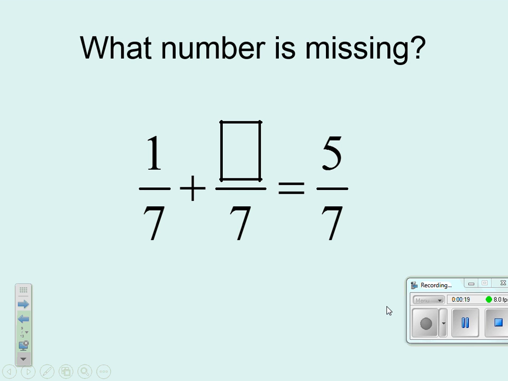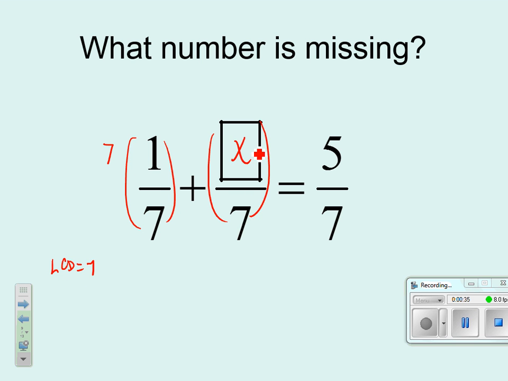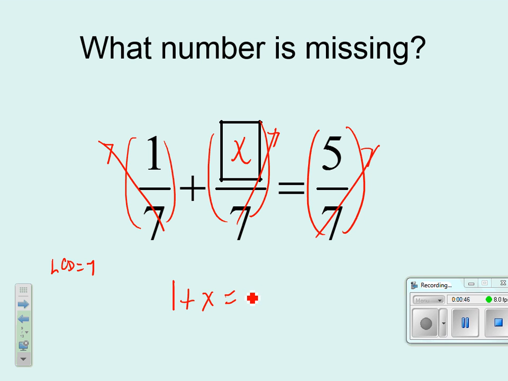All right, so what's the missing number? Well, I'm sure you all know that the missing number is 4. Why is it 4? Okay, what's the lowest common denominator? 7. So if the lowest common denominator is 7, if I multiply each one of these by 7, and I say that's x, the 7's cancel, and I'm left with 1. The 7's cancel, and I'm left with x. The 7's cancel, and that will equal 5. I subtract 1 from both sides, and I know x is going to be 4.